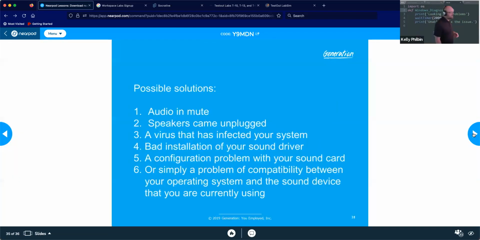And possible solutions: number one, audio is muted. Two, speakers came unplugged, so check your cords. Virus has infected the system. That's kind of doom and gloom, but hopefully it didn't go that far. Bad installation of a sound driver. Configuration problems with the sound card, although generally you would get an error message on something like that. Or simply a compatibility problem between the operating system and the sound device you're trying to use. Is the audio file you downloaded compatible with your system? These things happen.